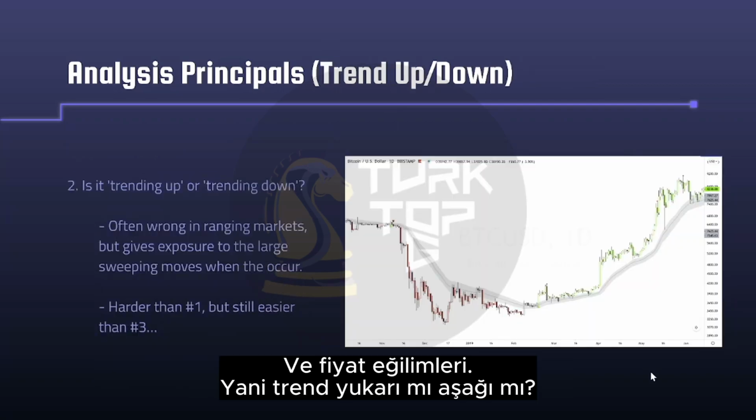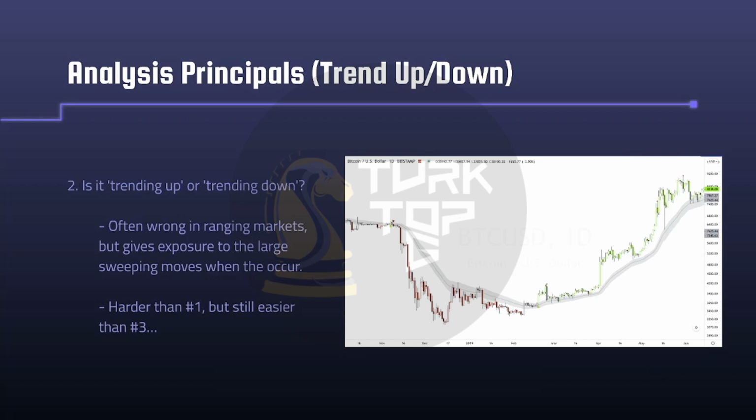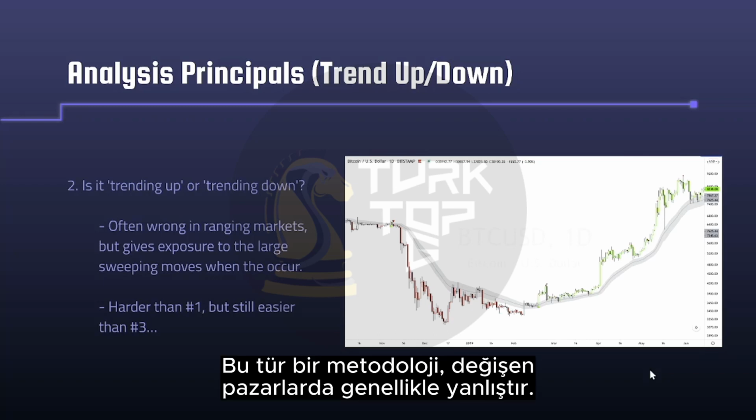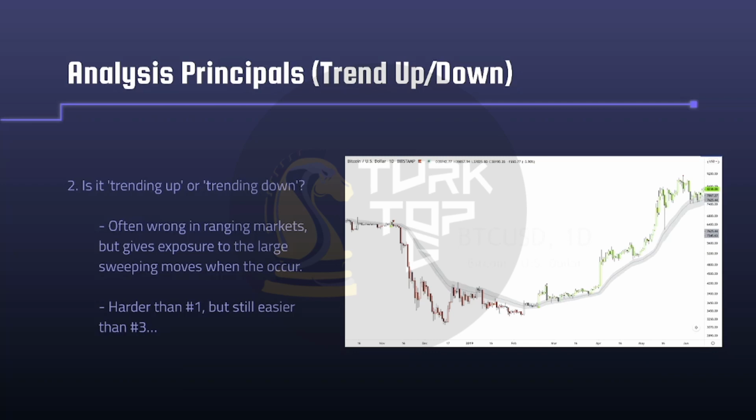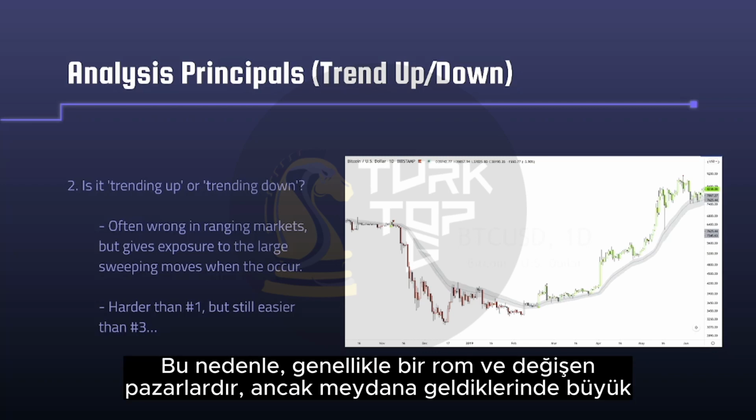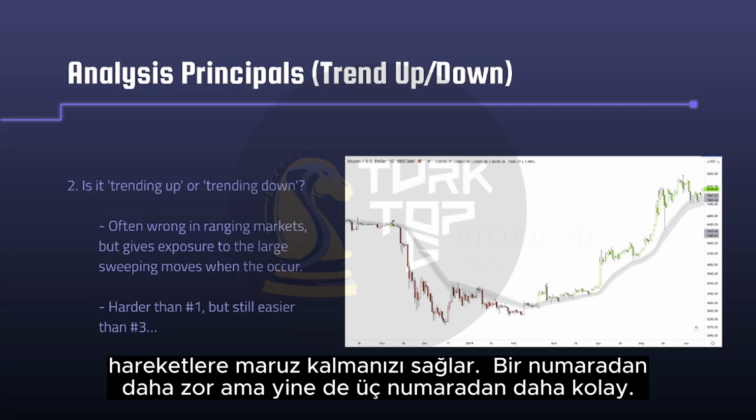And price trends. So is it trending up or down? This type of methodology is often wrong in ranging markets. You get whiplashed and you get tons and tons of false signals which eat away at your account. So it's wrong in ranging markets often, but it gives you exposure to large moves when they occur. It's harder than number 1, but it's still easier than number 3.